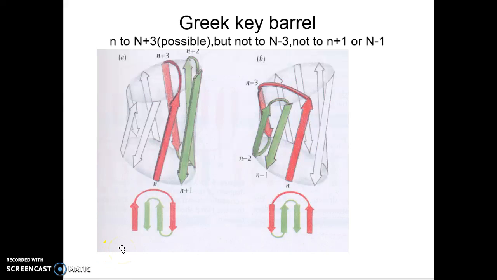Second type in this category will be Greek key barrel. As you see here, Greek key motifs are one half of barrels. So the way it is connected is, as you see, the numbers n plus 1, n plus 2, and n plus 3. The way connected could be explained this way. N beta sheet is connected to the n plus 3.